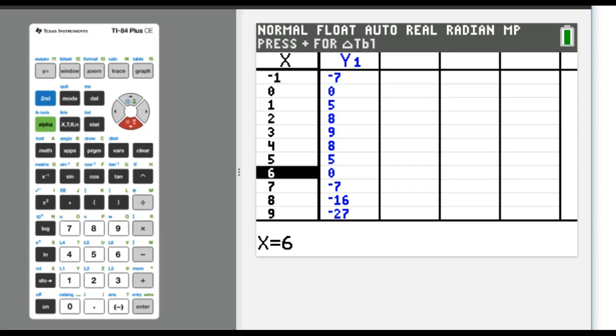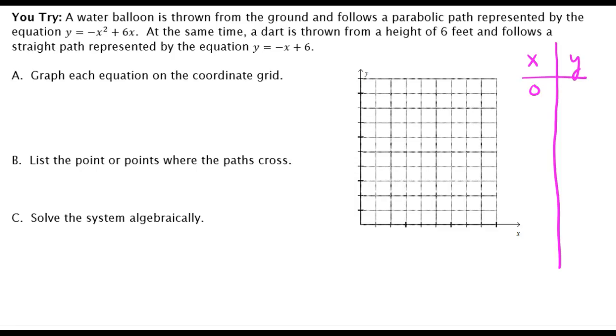So it looks like I'm going to start my x values at 0, and I'm going to stop my x values at 6. So now I'm just going to copy down these numbers into a table so that we have them right next to us as we're trying to graph. All right, so I'm going from 0 to 6. And then the y values are 0, 5, 8, 9, 8, 5, 0. So what these numbers mean is my x values are telling me how many seconds these things have been in the air, and the y value is telling me how high they are off the ground at that time.